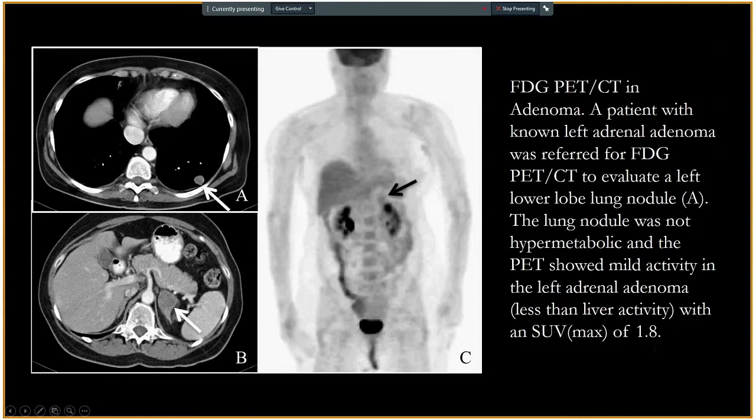Okay, here's an example from FDG PET. So this patient had a whole body scan from base of skull to mid thighs using F18 FDG to evaluate this lung nodule. The lung nodule in the left lung base, somewhere here, does not show focal hypermetabolism. Incidentally, we found this mass in the left adrenal, which shows faint uptake, most likely an adenoma.